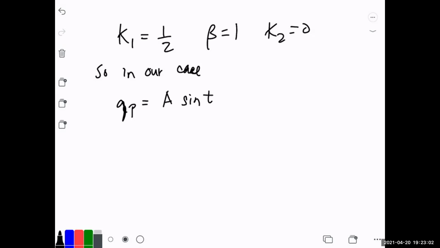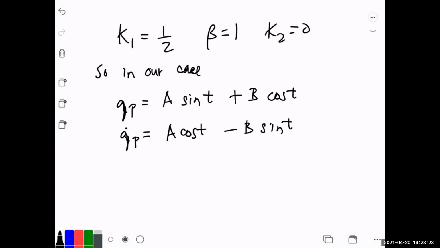So since beta is 1, we don't write it here, plus b cosine of t. And then let's get the first derivative of q_p. So q of p, so a cosine of t. And then the derivative of cosine would be negative sine. So b negative sine of t. And then let's get the second derivative. So q double dot of p. So again, this would become negative a sine of t. And then the derivative of sine would be cosine. So b cosine of t.